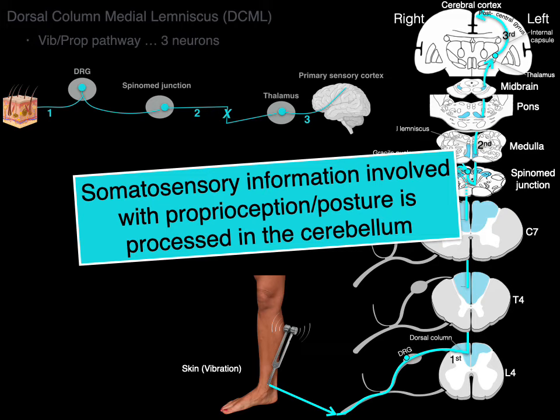Now, the little caveat here is somatosensory information involved with proprioception and posture is also processed in the cerebellum. And we have these spinocerebellar tracts that help to ensure that where our limbs are in location are actually perceived where they are at. But I'm going to leave that for another video.